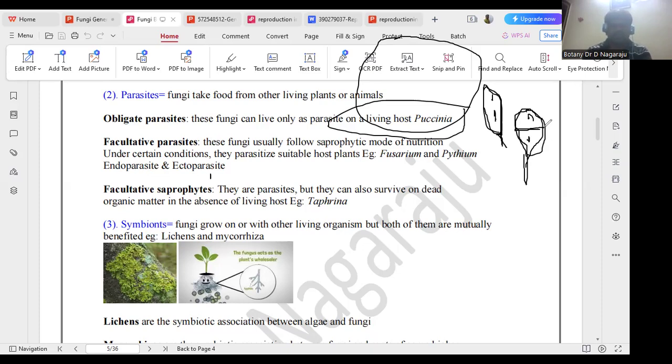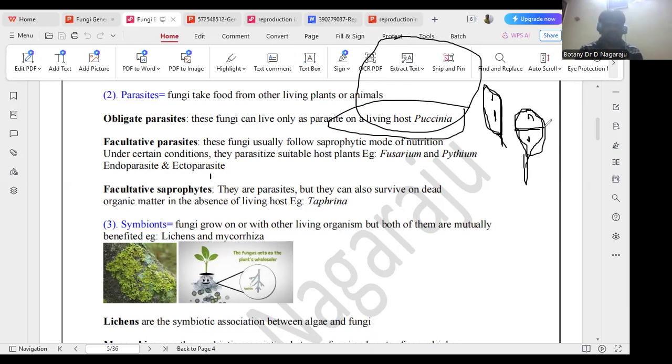Okay. And the facultative parasites, that means these are actually saprophytes, but if a suitable host is present, they act as parasites. Those are Fusarium, Pythium, Phytophthora. These are facultative parasites. You know Mucor. Actually, it is a saprophyte, but it attacked diabetic patients after recovery from corona and killed many corona patients.